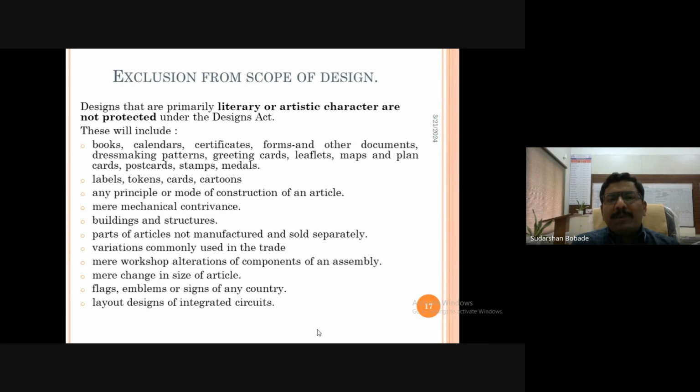Say suppose when I'm designing any bungalow or villa for a client, that architect's point of view should not be considered as a design. Only that particular building structure or architectural view is not considered under the design. So these are nothing but some exclusions that we need to understand before going for the design application.